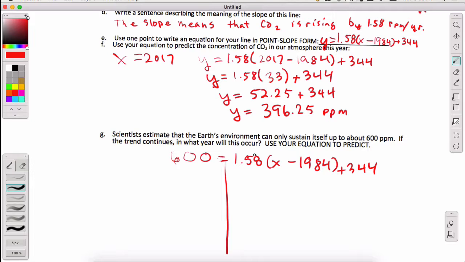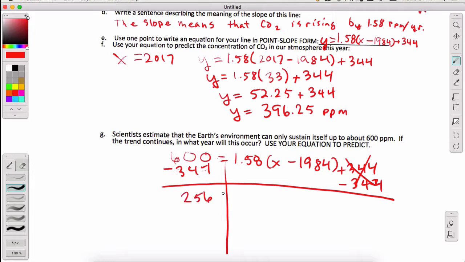And, you know, I bet a lot of people would want to use the distributive property on this equation, but I'm going to do something different. I prefer a different method, which is first I'm going to just subtract the 344 from each side, like this. So 600 minus 344 means what we're really thinking about here is, well, how many parts per million would be added since 1984 until we get there? And so that turns out that's a difference of 256 parts per million. So I really want to know, how long does it take at this rate for us to add 256 parts per million to our atmosphere?